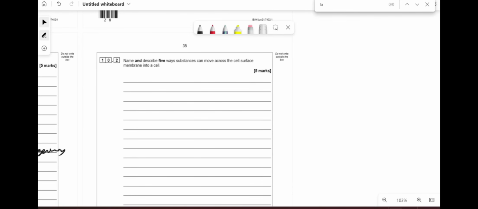Name and describe 5 ways that substances can move across the cell surface membrane into a cell. I'm just going to say it verbally for these. So you've got simple diffusion, it's small non-polar molecules down a concentration gradient. Whenever you're talking about movement of substances, you need to talk about, first of all, what's moving? Is it polar, non-polar, big molecules, small molecules, etc.? Then you need to say, is it going down or up a concentration gradient? Is there anything helping it, like protein channels or carriers? And also, what's it going through? Is it through a membrane or not? So in simple diffusion, it's just non-polar molecules down a concentration gradient.